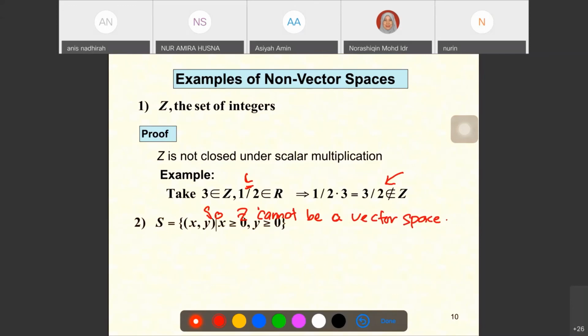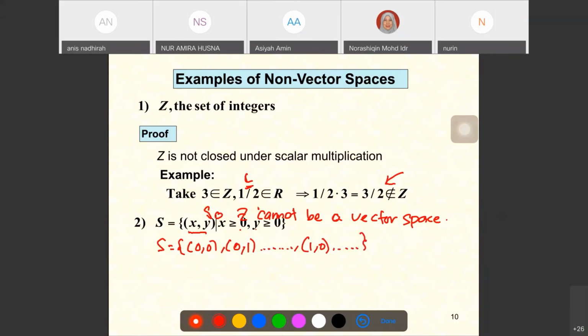Okay, let's do number 2, and I want you to try to do the rest of the examples. How many examples are there? I have 3, 4, 5. Okay, let's see this set. Set S is ordered pair XY where X is bigger or equal to 0 and Y is bigger or equal to 0. Examples that set S can be: 0, 0 is inside, right? 0, 1 is inside and the rest. 1, 0 is inside and the rest. So these are examples of set S.